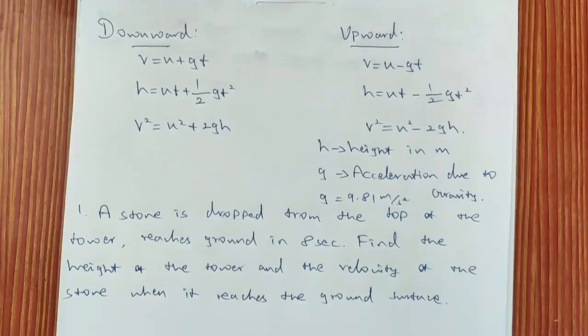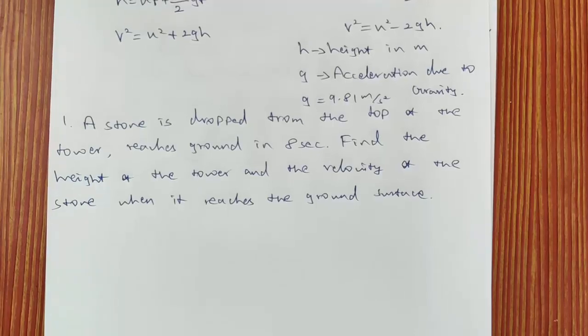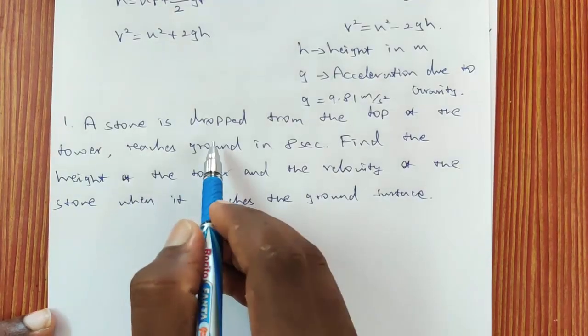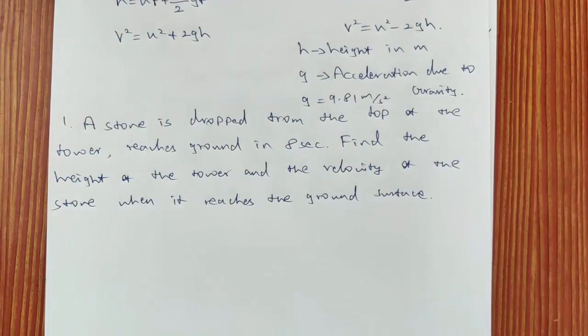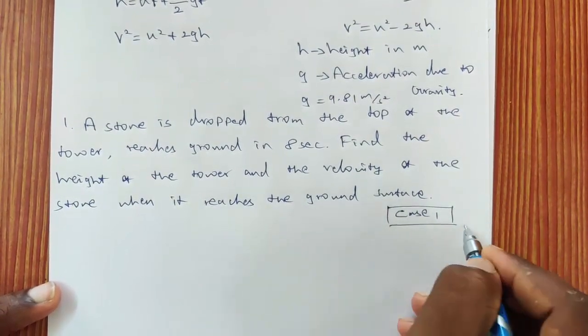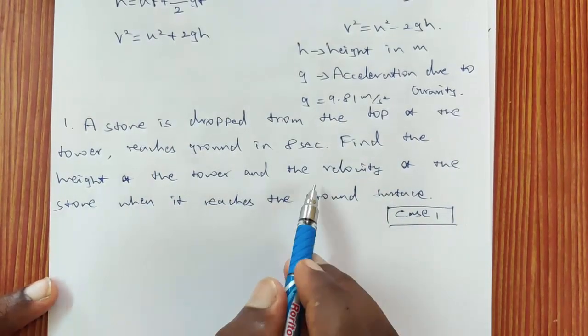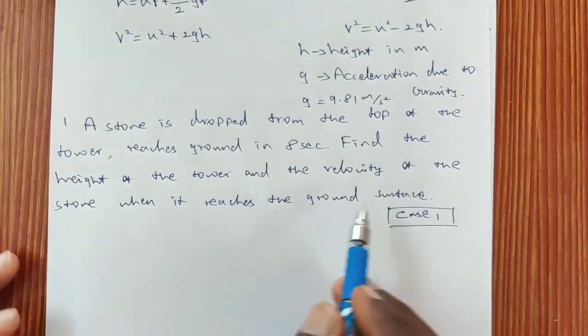So the first problem: a stone is dropped from the top of the tower. Here the stone is moving in the vertical direction, so this problem comes under motion under gravity. And the stone is dropped from the tower, so the stone is moving in the downward direction. So it is case 1. Find the height of the tower and the velocity of the stone when it reaches the ground surface.